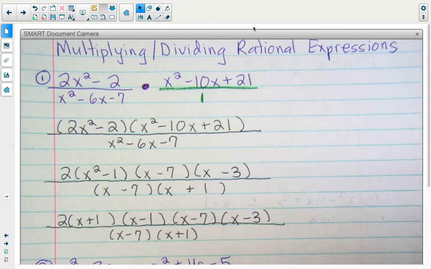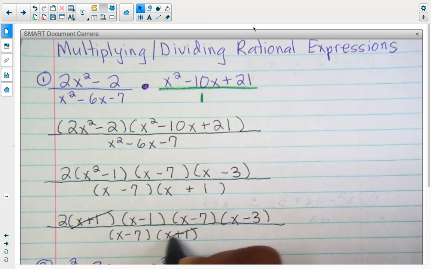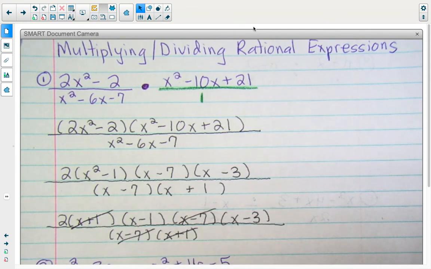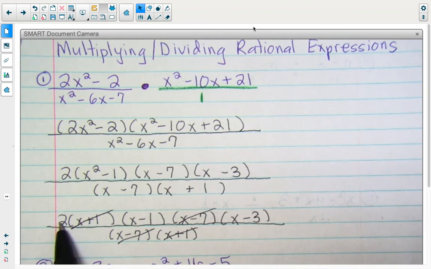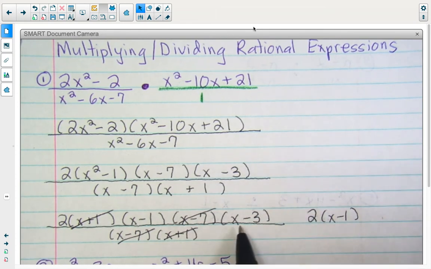From here, if we have the same thing on the top and the bottom, we can start to cancel just like we did yesterday. So the x plus 1 goes away, x plus 1 goes away, x minus 7 goes away, x minus 7 goes away, and I think that's it. So our final answer left on top, I got the number 2. We got an x minus 1.